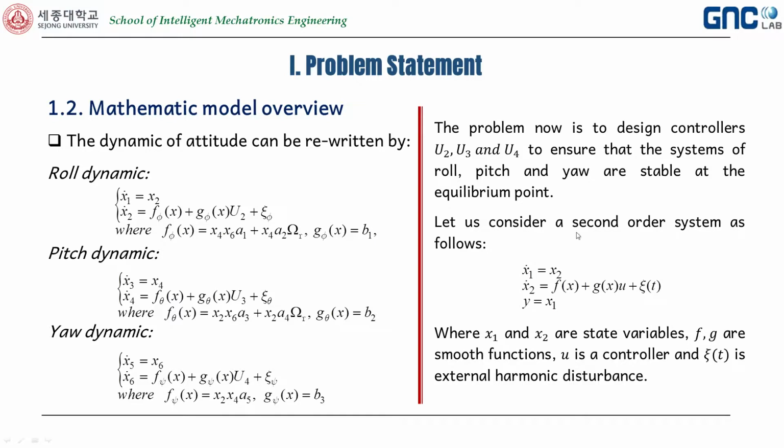Let us consider a second order system as follows. Why do we consider a second order system? You can take a look at the roll dynamics, pitch dynamics, and yaw dynamics. The form of these dynamics is similar to the form of the second order system, where x1, x2 are state variables, f, z are smooth functions, u is a controller, and c is the external harmonic disturbance.